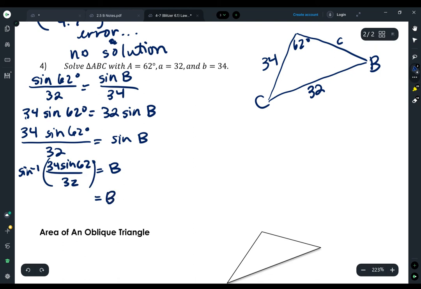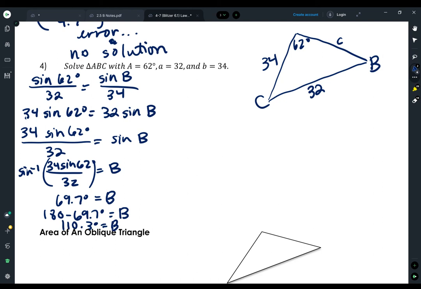So B is going to be equal to, let's see, plug that into our calculator, 69.7 degrees. So again, I always have to check for the second one. So 180 minus 69.7 would give me 110.3 degrees. Okay. So can those both work? If I add the 110.3 with the 62, I have something less than 180. So they're both going to work. Triangles can't be more than 180. So we have two cases.